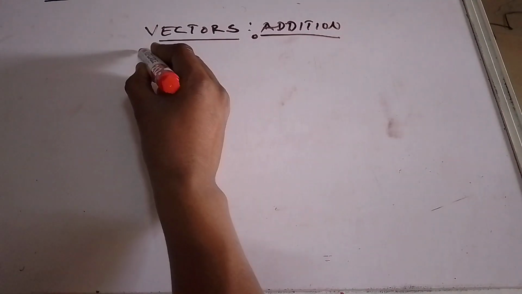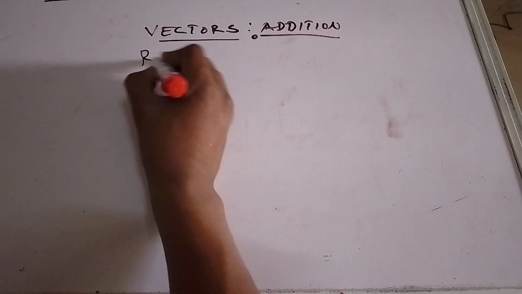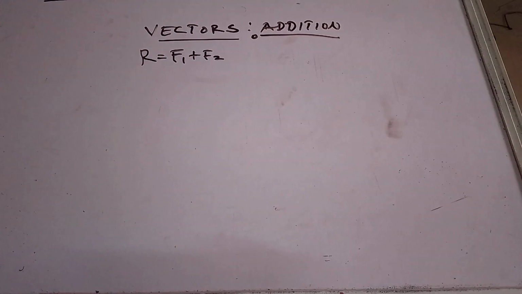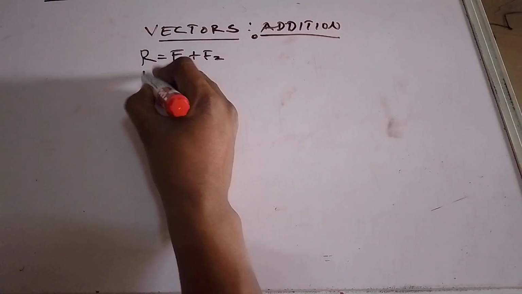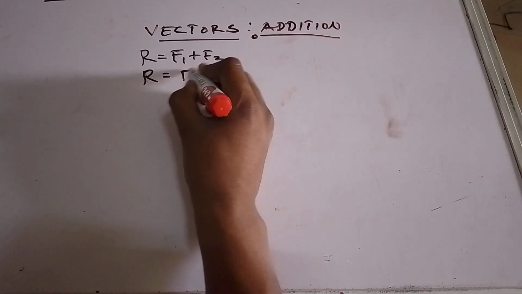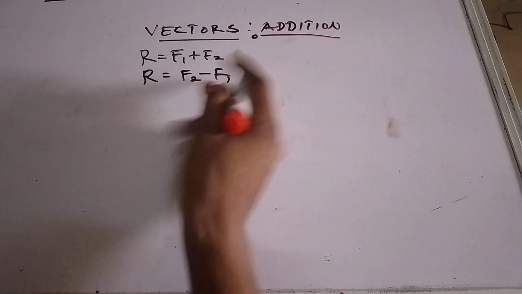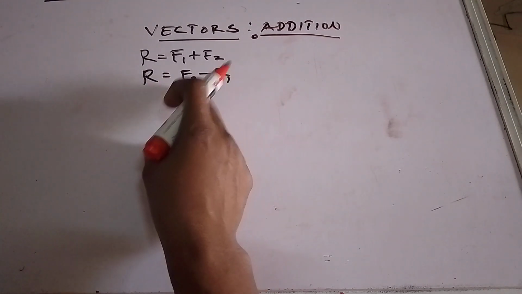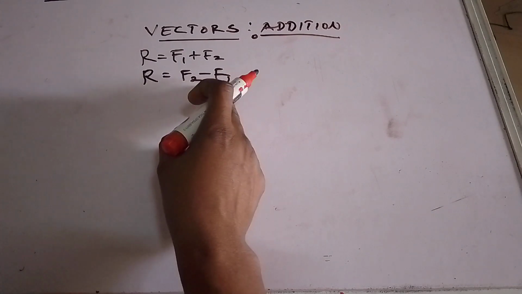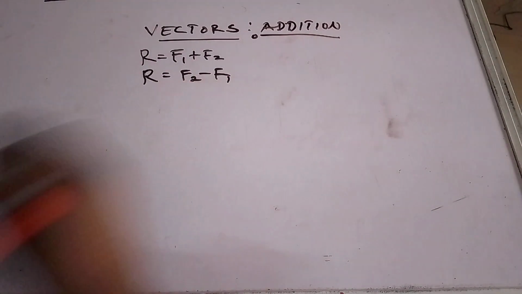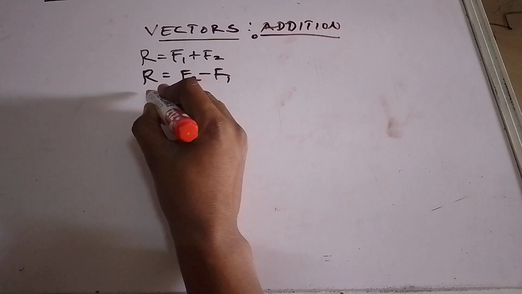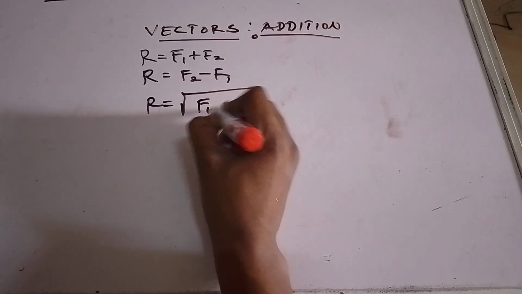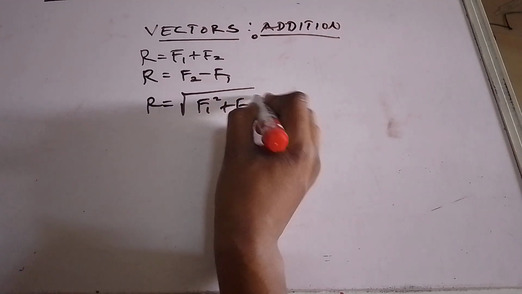So we said that if they are moving in the same direction, our resultant is going to be F1 plus F2. We also said that if they are moving in opposite direction, our resultant is going to be F2 minus F1. This depends on the one that is greater. It's not necessarily F1 minus F2 or F2 minus F1. Just remove the smaller value from the higher value. Then when the vectors are acting at 90 degrees to each other, we said our resultant is going to be the square root of F1 square plus F2 square.